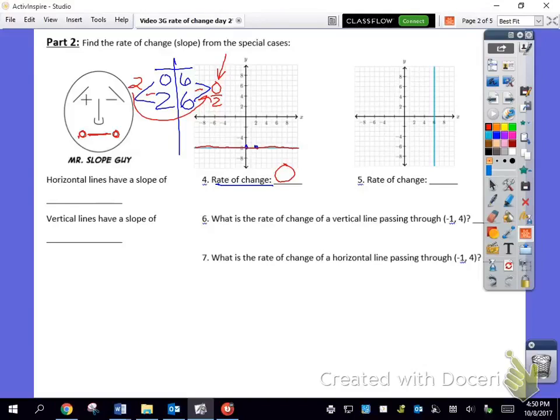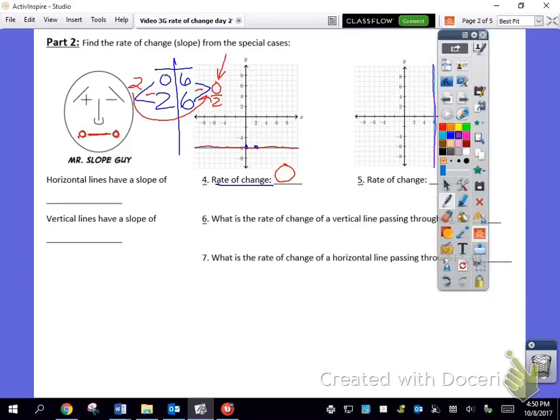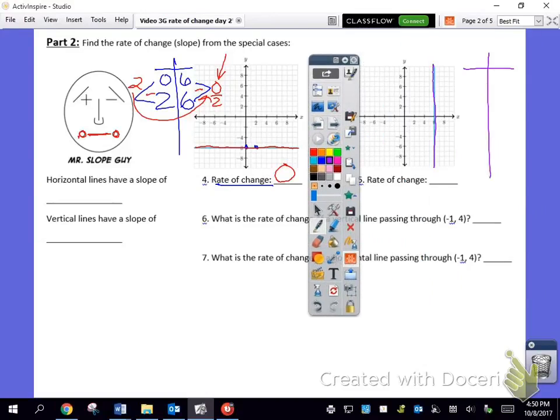Now, this is not a horizontal line. This is called a vertical line. So let's find the rate of change for the vertical line. Again, I'm going to find some points on that line. I can use (6, 0) and (6, 1). Doesn't matter which ones you use. I could use any two that I wanted to.